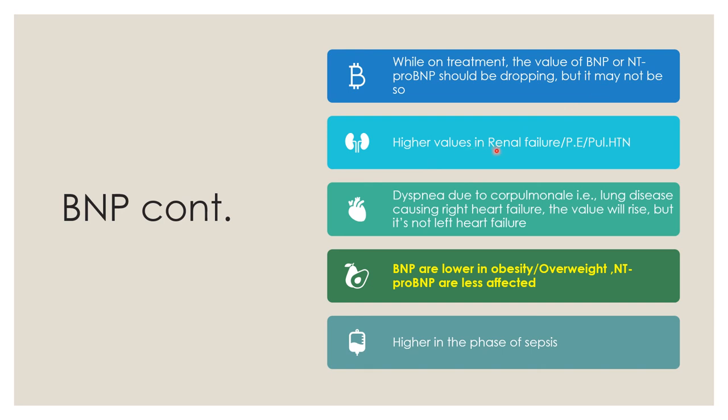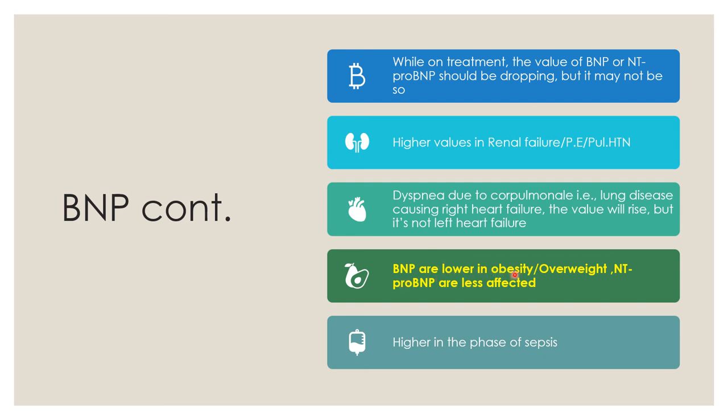Higher values will be expected in the face of renal failure, pulmonary embolism, or pulmonary hypertension. Dyspnea due to cor pulmonale, meaning lung disease that is causing right heart failure. If that is the case, the value of BNP will rise, but it is not left heart failure yet. Meaning, BNP is high. Check. If there is no left heart failure, are we dealing with cor pulmonale? So, this person has COPD, and now BNP value is high, and there's no pulmonary embolism. So what is going on? It is heart failure.